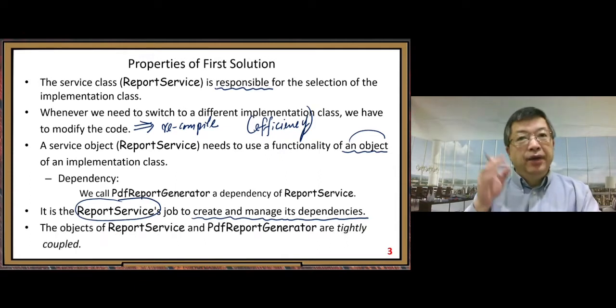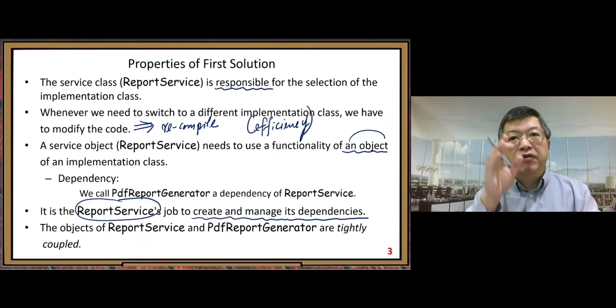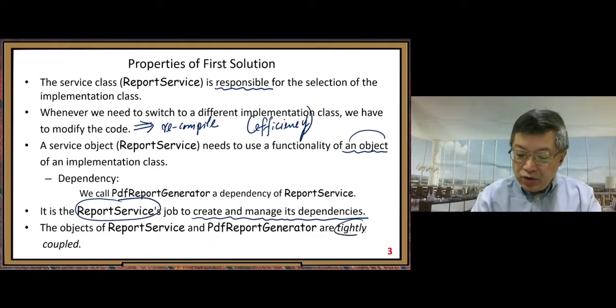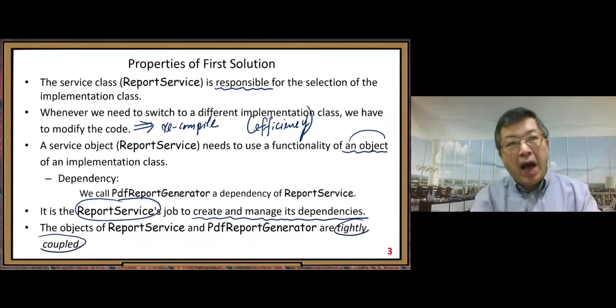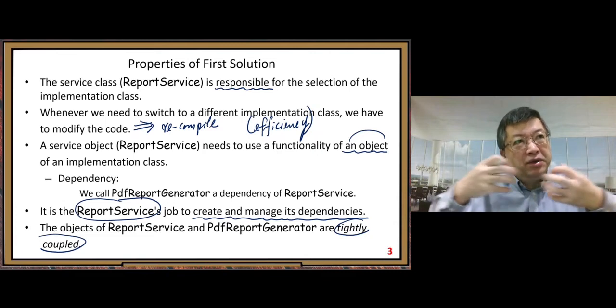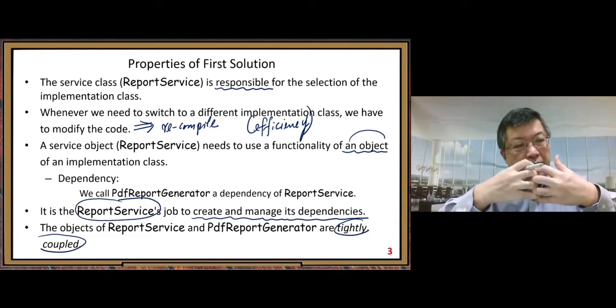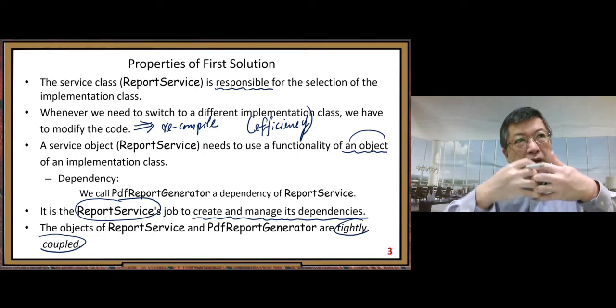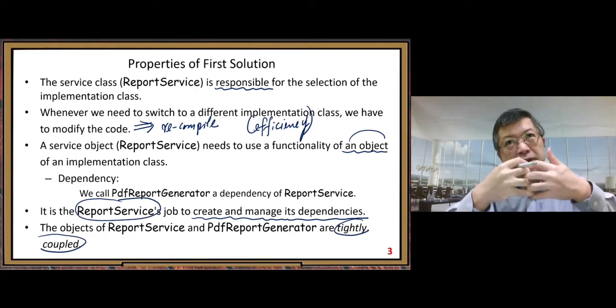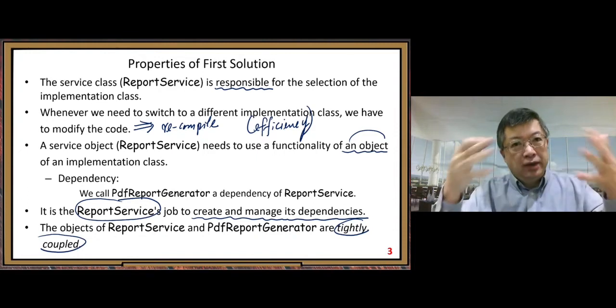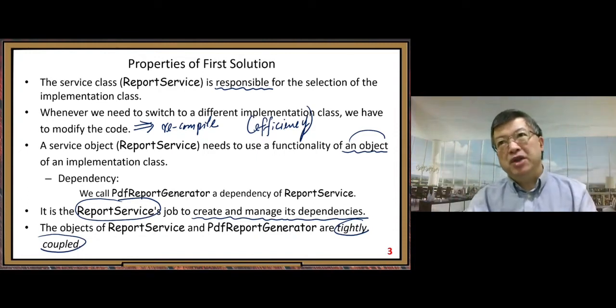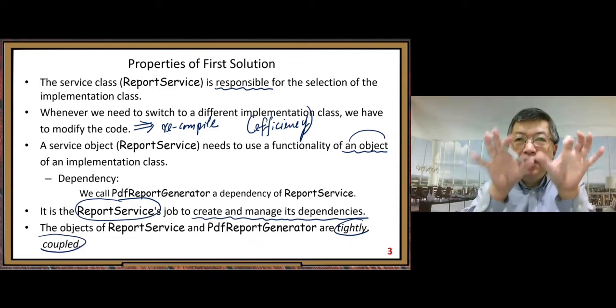Next. The objects of report service and PDF report generator are tightly coupled. Here we introduce a special terminology, tightly coupled, because their relationship is very close. Later we will see loosely coupled. So here you just imagine, loosely coupled, so you will see they can be disconnected easily.